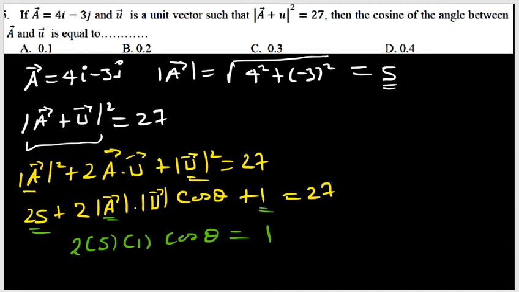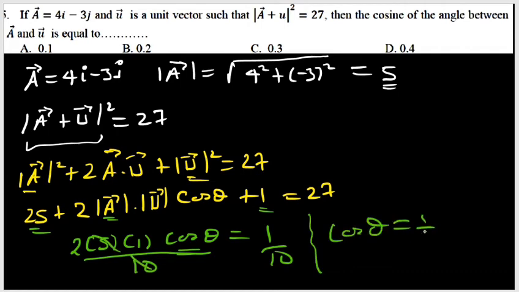But we are asked for the cosine of the angle between A and u. So that means we need to find the cosine only. So we'll divide both sides by 10, because 2 times 5 is 10. Then they cancel out, and what remains? Cos theta is equal to 1 over 10, or 0.1. So the answer will be A.